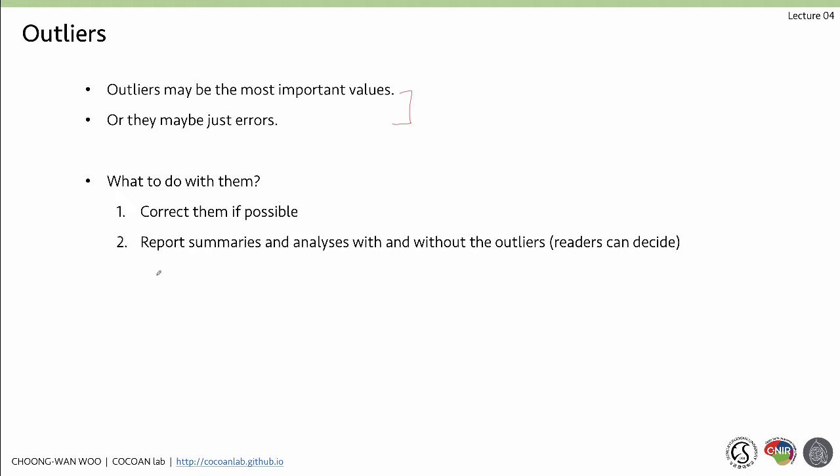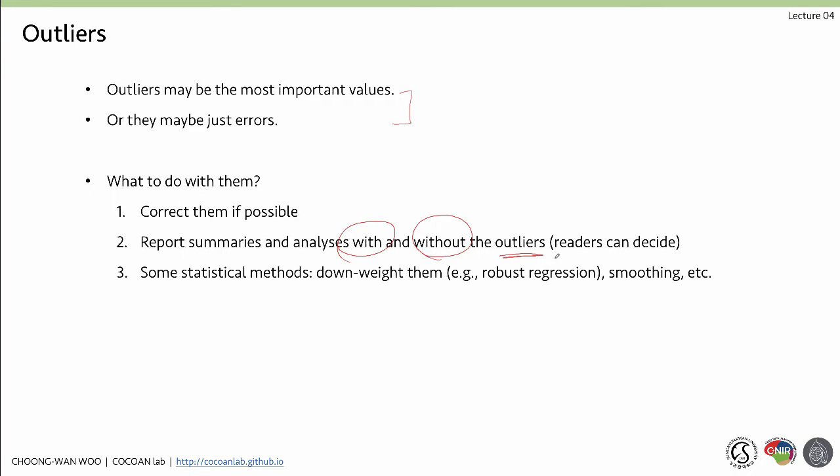In that case, you need to report summaries and analysis, some statistical analysis, with and without the outliers. When you report your research results, you can say, these results are with outliers and these results are after removing the outliers, so that readers really know what's going on and can decide later. It gives the responsibility to readers. You can decide whether it's error or important values.